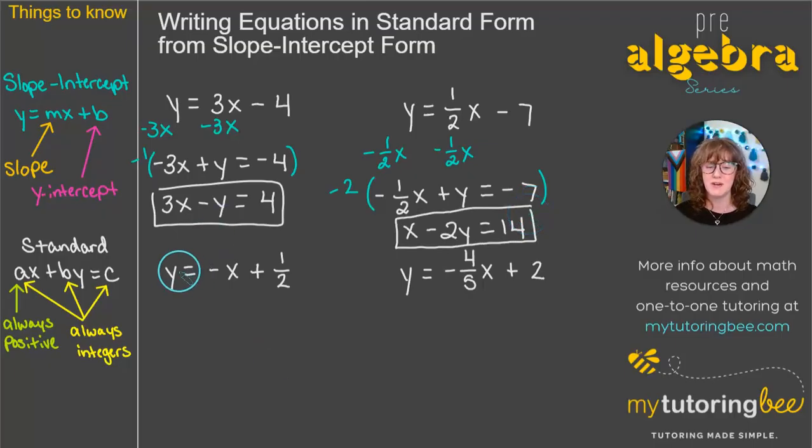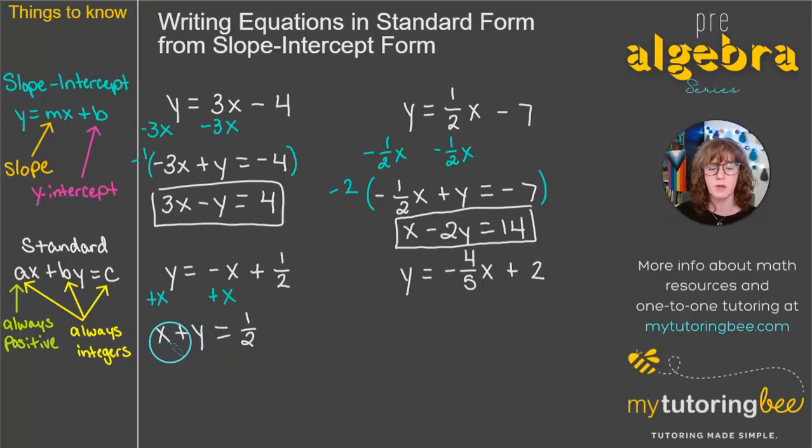All right, let's go on to our next problem, y equals negative x plus 1/2. In this case, our fraction is over here where the y-intercept is represented. So we'll take care of that fraction in a little bit. The first step, as usual, is I'm going to add x to both sides of the equation because I want that x over on the left-hand side of my equal sign. So we've got x plus y equals 1/2.